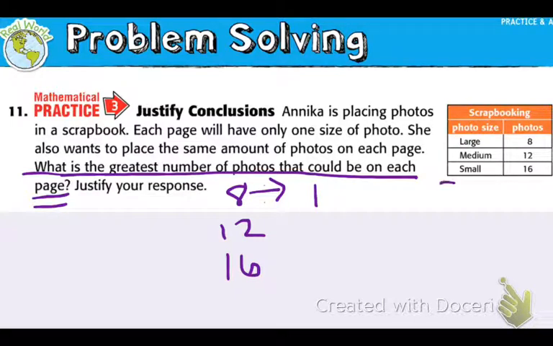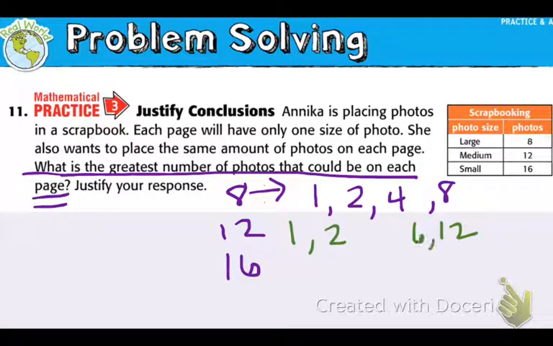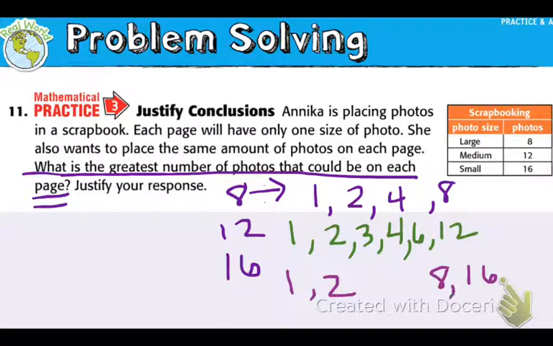Well, I know that 1 times 8, and I also have 2 times 4, so 8 has 4 factors. Okay, now I'm going to move on to 12. What are the factors of 12? Well, I have 1 times 12, 2 times 6, and then, of course, 3 times 4. Moving on, what are the factors of 16? 1 times 16, 2 times 8 is 16, and then I also have 4 times 4.